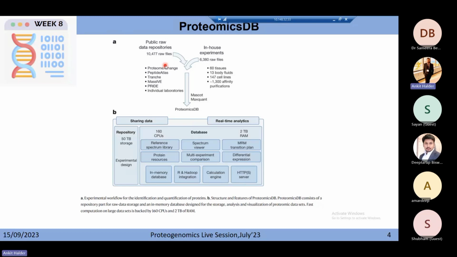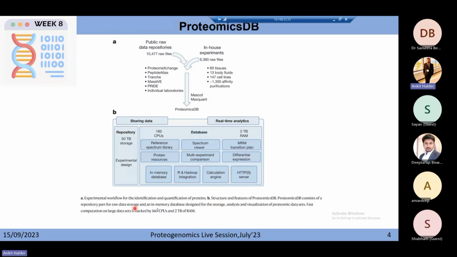Here you can see ProteomeXchange. I believe you all remember that we discussed ProteomeXchange, PeptideAtlas, MassIVE and PRIDE in detail. All this ecosystem helps us have the data that are published and generated every day, and then we can take this forward. ProteomicsDB has incorporated all those data sets.